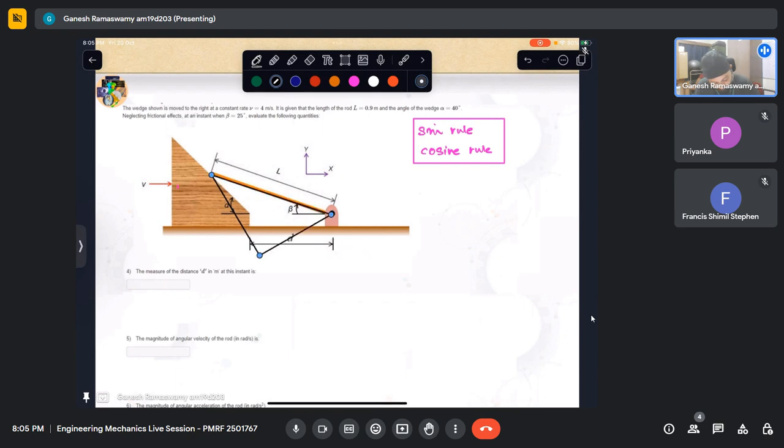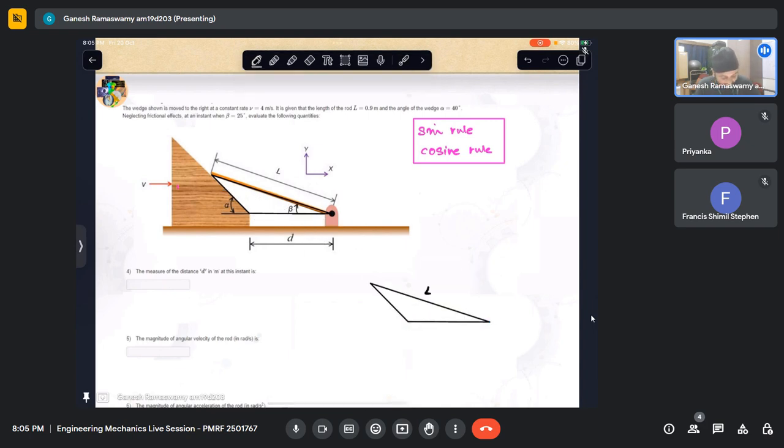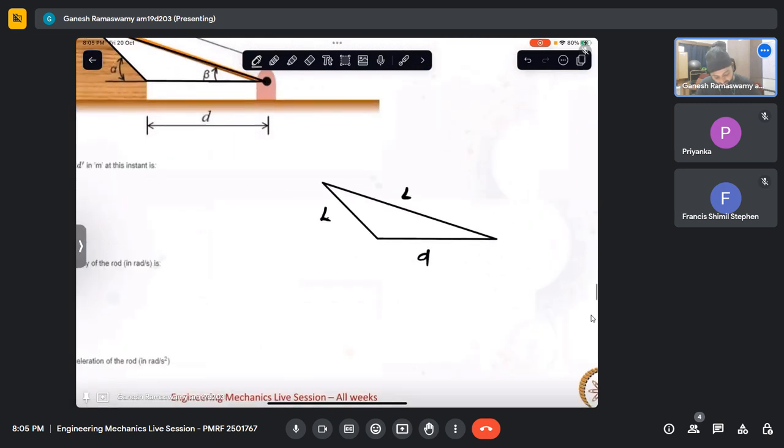So I have a triangle like that. If I take this triangle here, this gives me L, this gives me D, and this gives me some other quantity. Call it L. What else do I know?